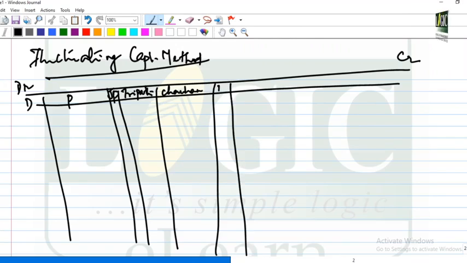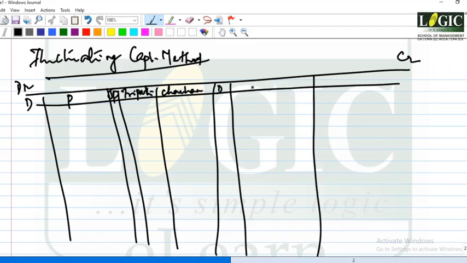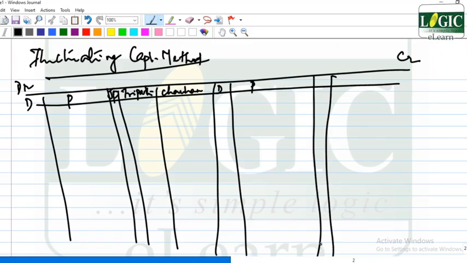Two amount columns, regarding Tripathi and Chauhan. Again, credit side: date, particulars, journal folio.